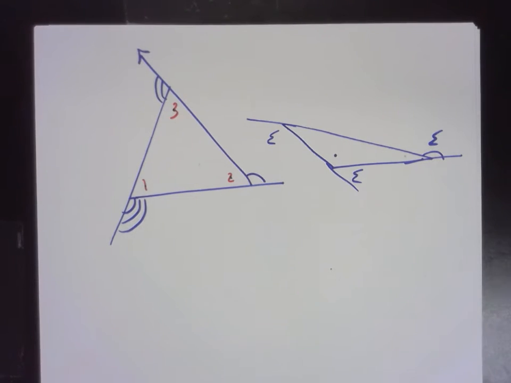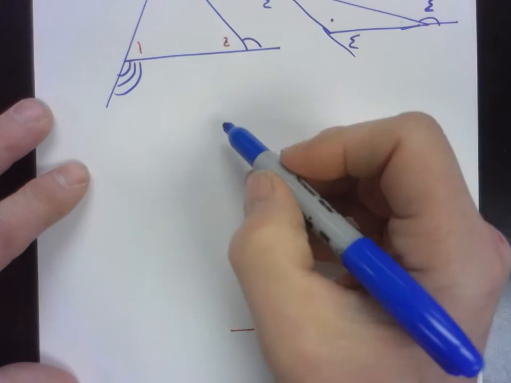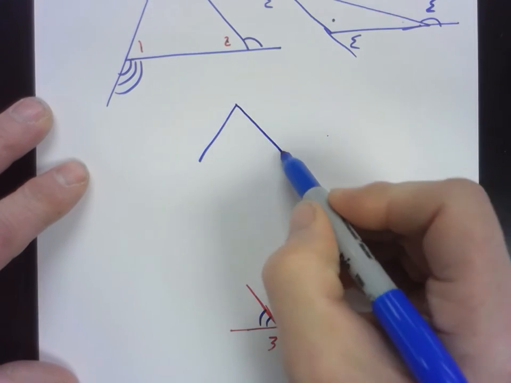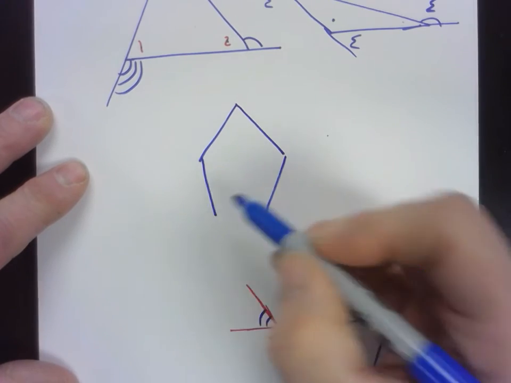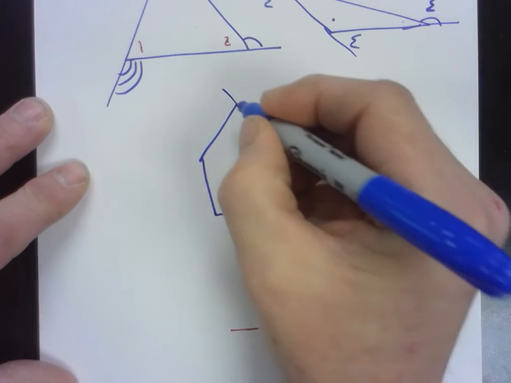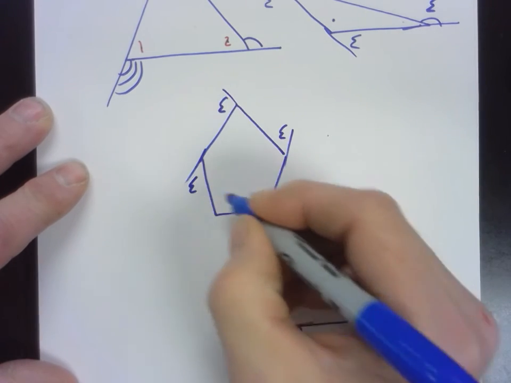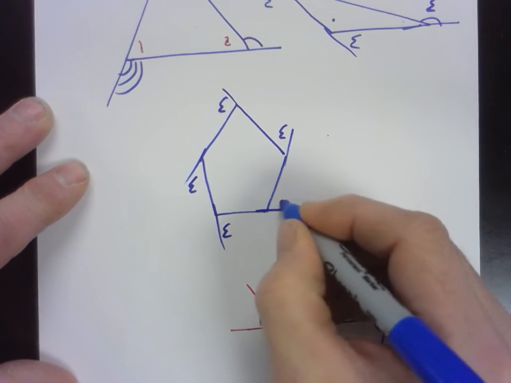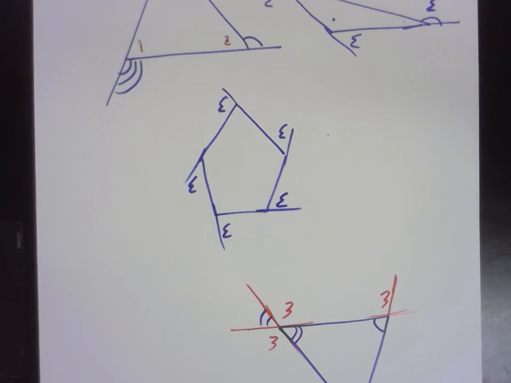And this happens to be true for any polygon, regardless of the number of sides. So even if I had, let's say, a pentagon, if we start looking at the exterior angles, those 5 exterior angles, their sum is going to be 360. It doesn't matter what type of polygon it is.